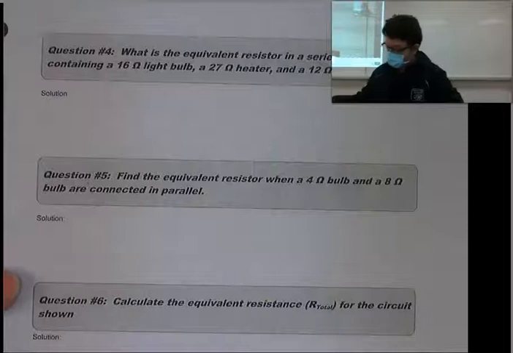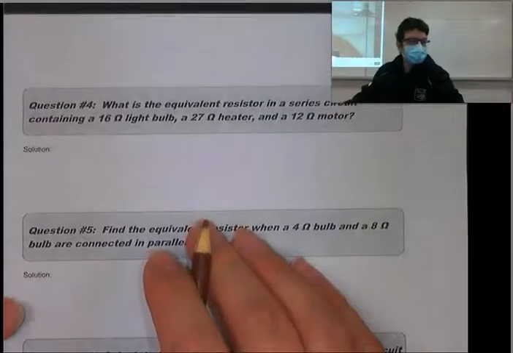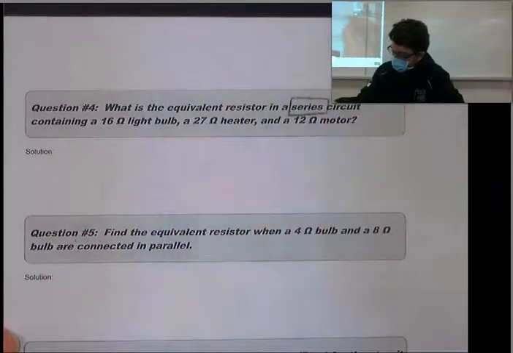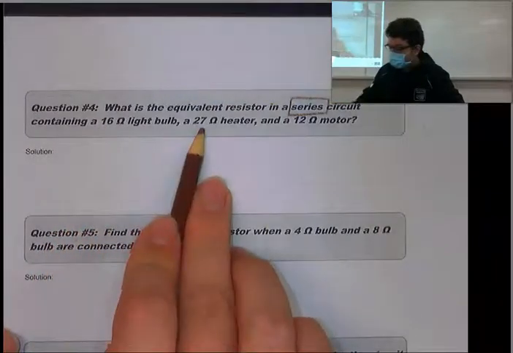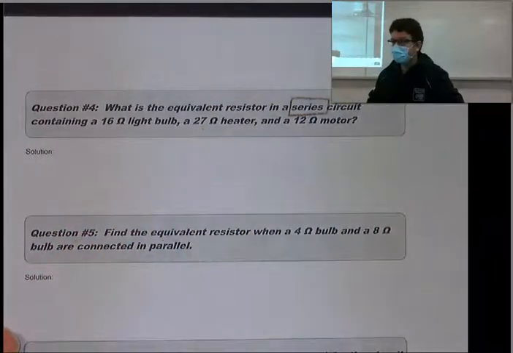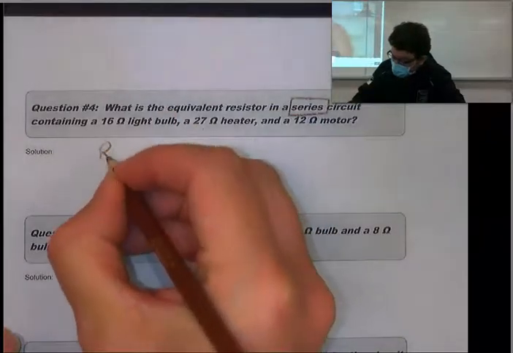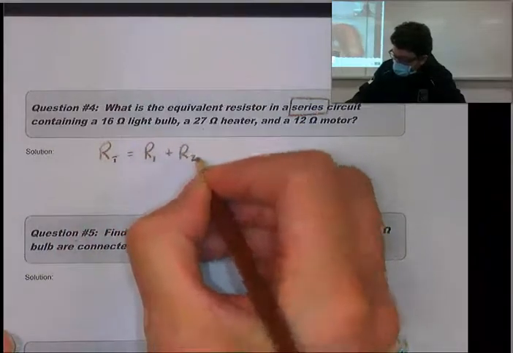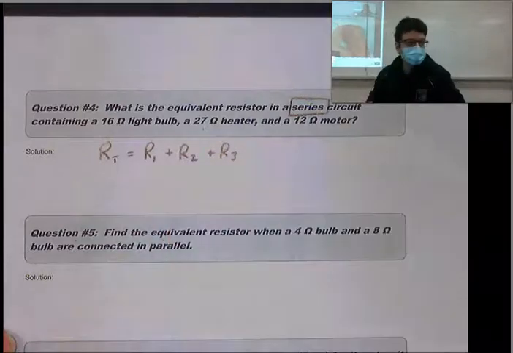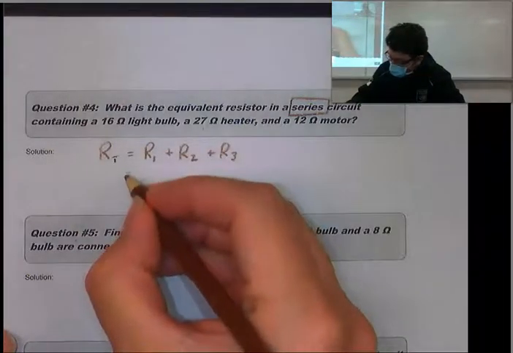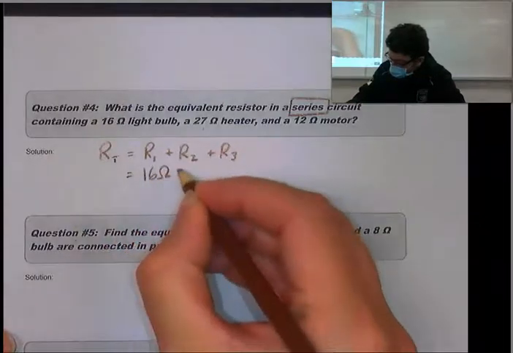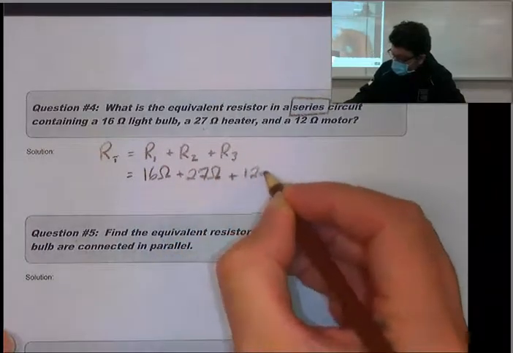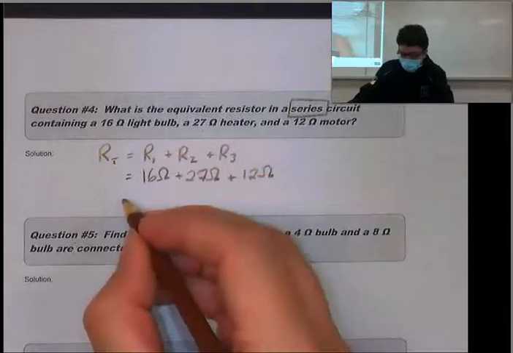Question 4. Question 4 says, what is the equivalent resistor in a series circuit? So we have a series circuit containing a 16 ohm, 27 ohm, and 12 ohm loads. So in a series circuit, our total resistance is equal to R1 plus R2 plus R3. So we're just going to add these. So we have 16 ohms plus 27 ohms plus 12 ohms. Okay, so you get 55 ohms.